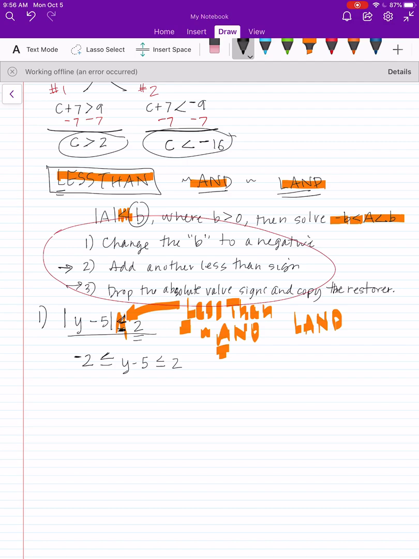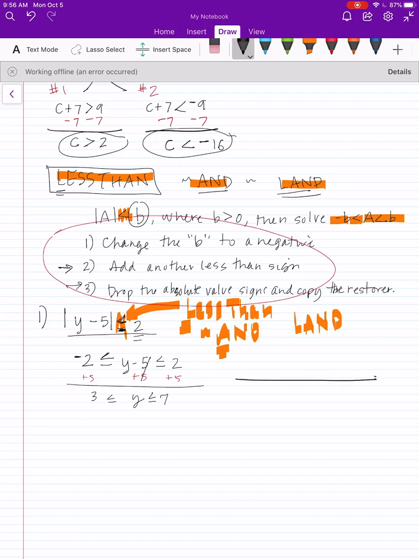And you have to just memorize those rules. That's what you need to do. All right. And now what you can do is just solve. So you add 5 to all 3 parts to keep it balanced, to isolate the variable inside. Negative 2 plus 5 is 3, which is less than or equal to y, because those cancel, which is less than or equal to 5 plus 2, which is 7.